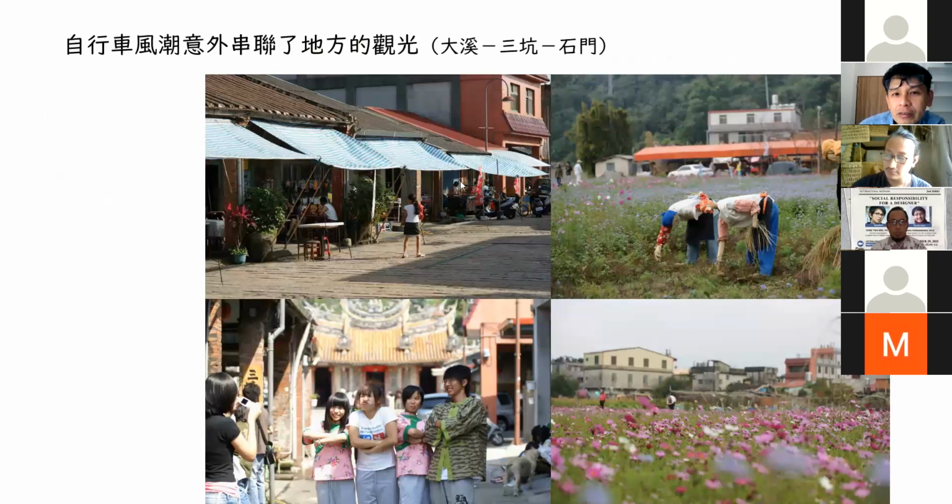So they started to open a cafe, and some straw art, and plant a lot of flowers when the crop is harvested, and the young generations came to the old street.